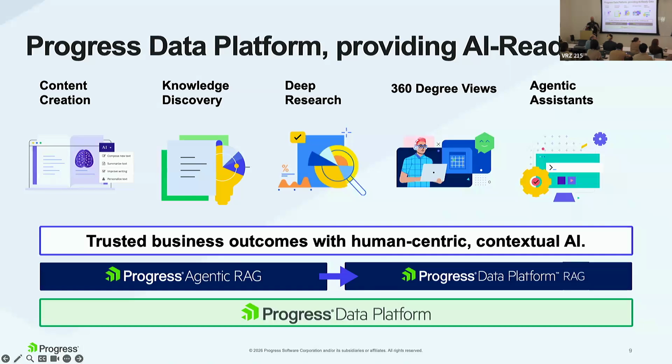The data platform is also augmented by this AI layer here, whether in our case, you can do a fully supported SaaS solution with Progress Agentic RAG, or you can use our data platform as a build-your-own setup using industry standard frameworks such as LangChain.